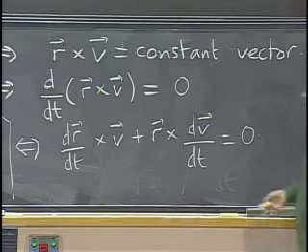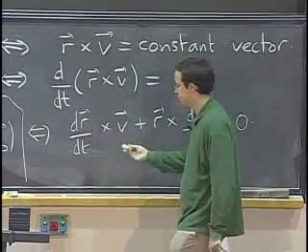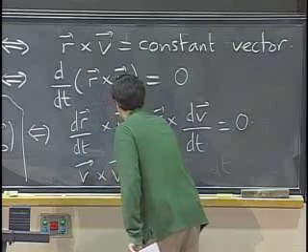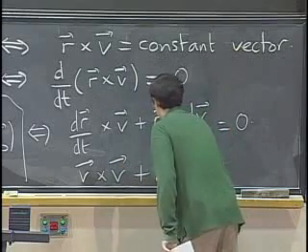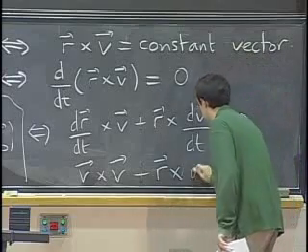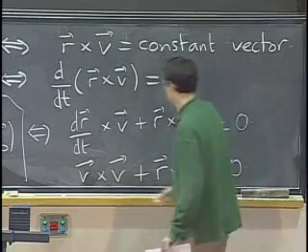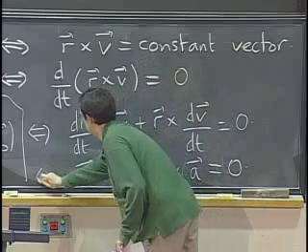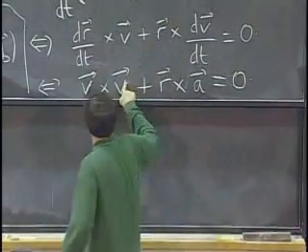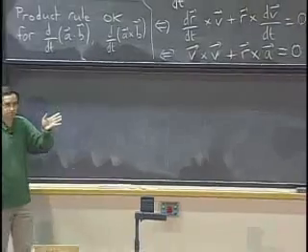Well, let's reformulate things slightly. dr/dt already has a name, in fact. That's v, what we call the velocity vector. So this is v cross v plus r cross, what is dv/dt? That's the acceleration, a, equals 0. Okay, so now what's the next step? Well, we know what v cross v is, because remember, a vector crossed with itself is always 0.